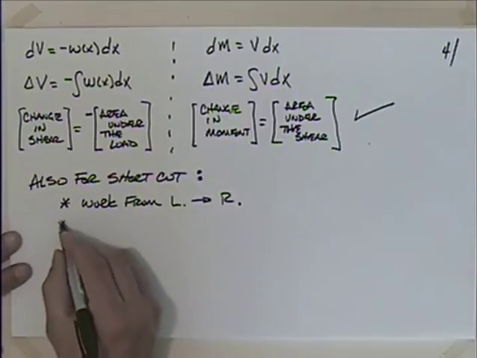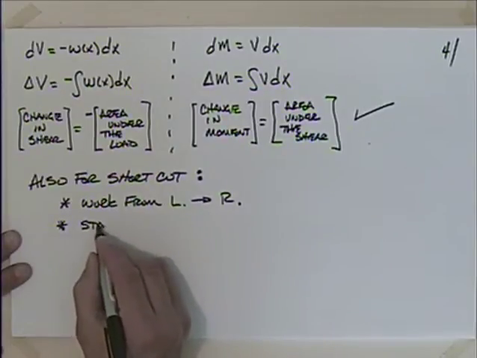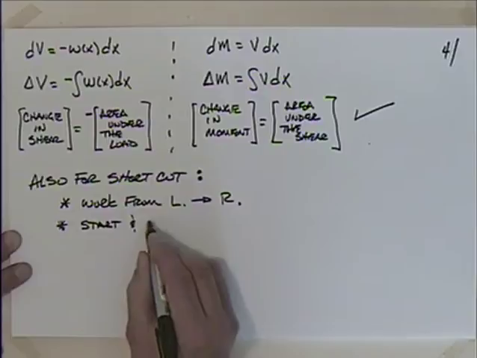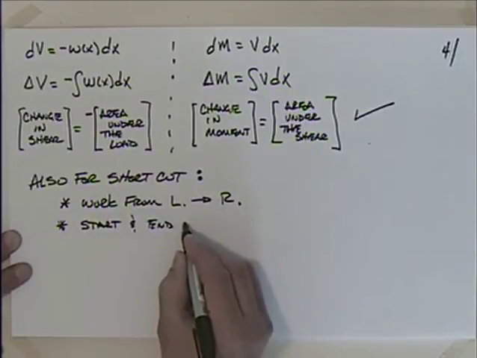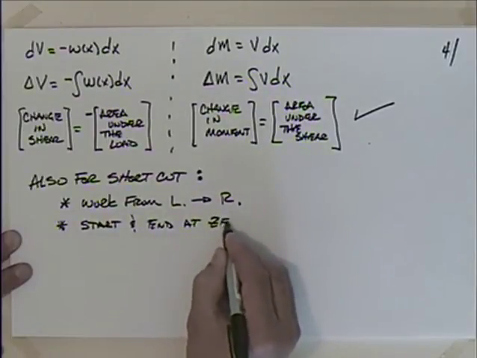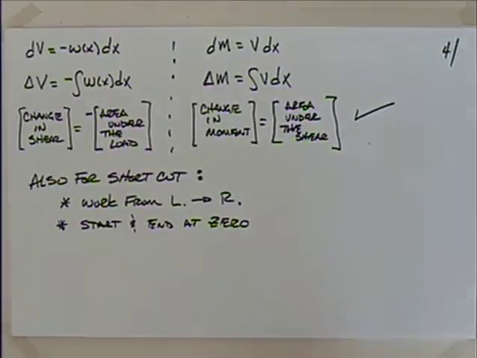We're going to start and end at 0. Okay, which is really nice. If I don't get back to 0, I know I've made a mistake somewhere. So these indicate the correct answer, because if you don't get back to 0, you've got a problem.